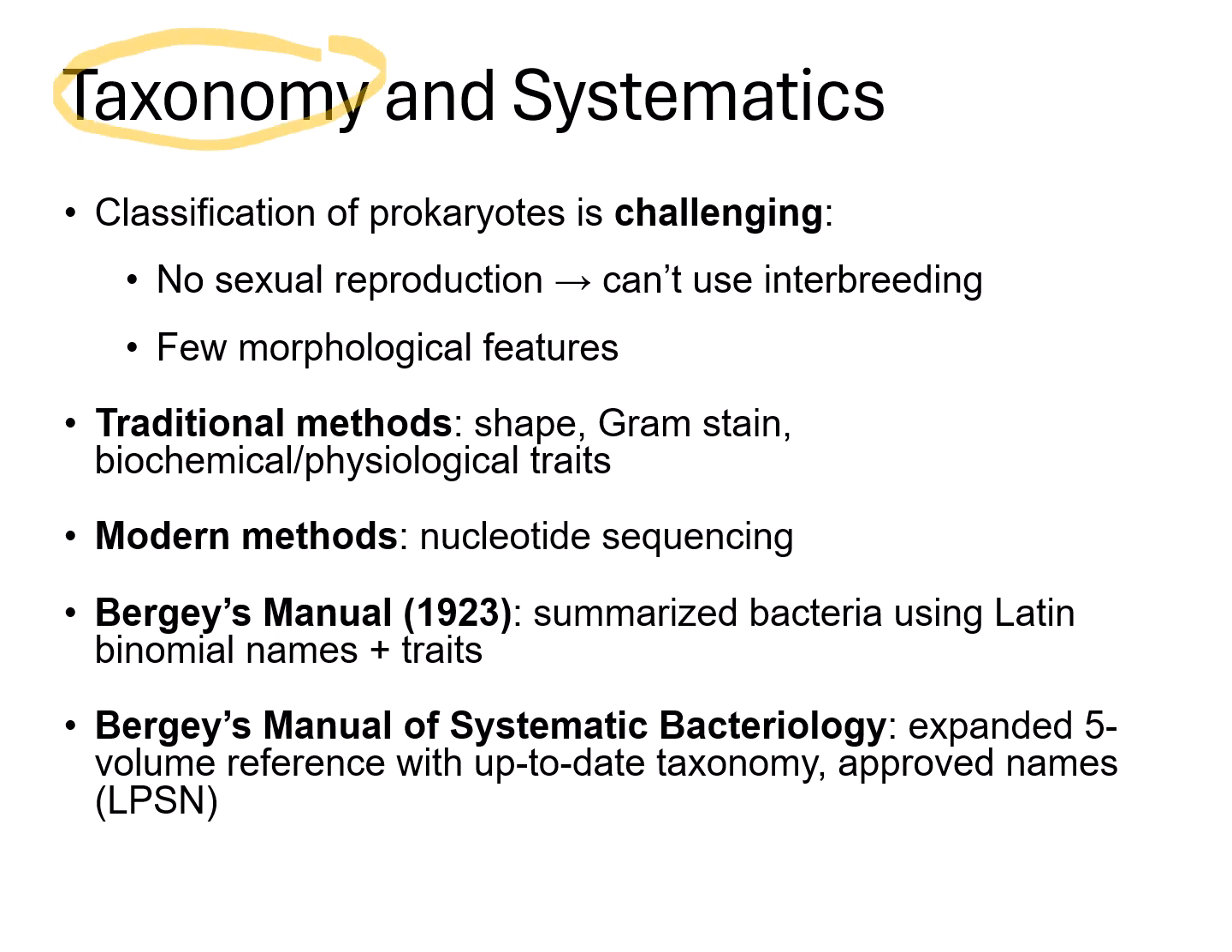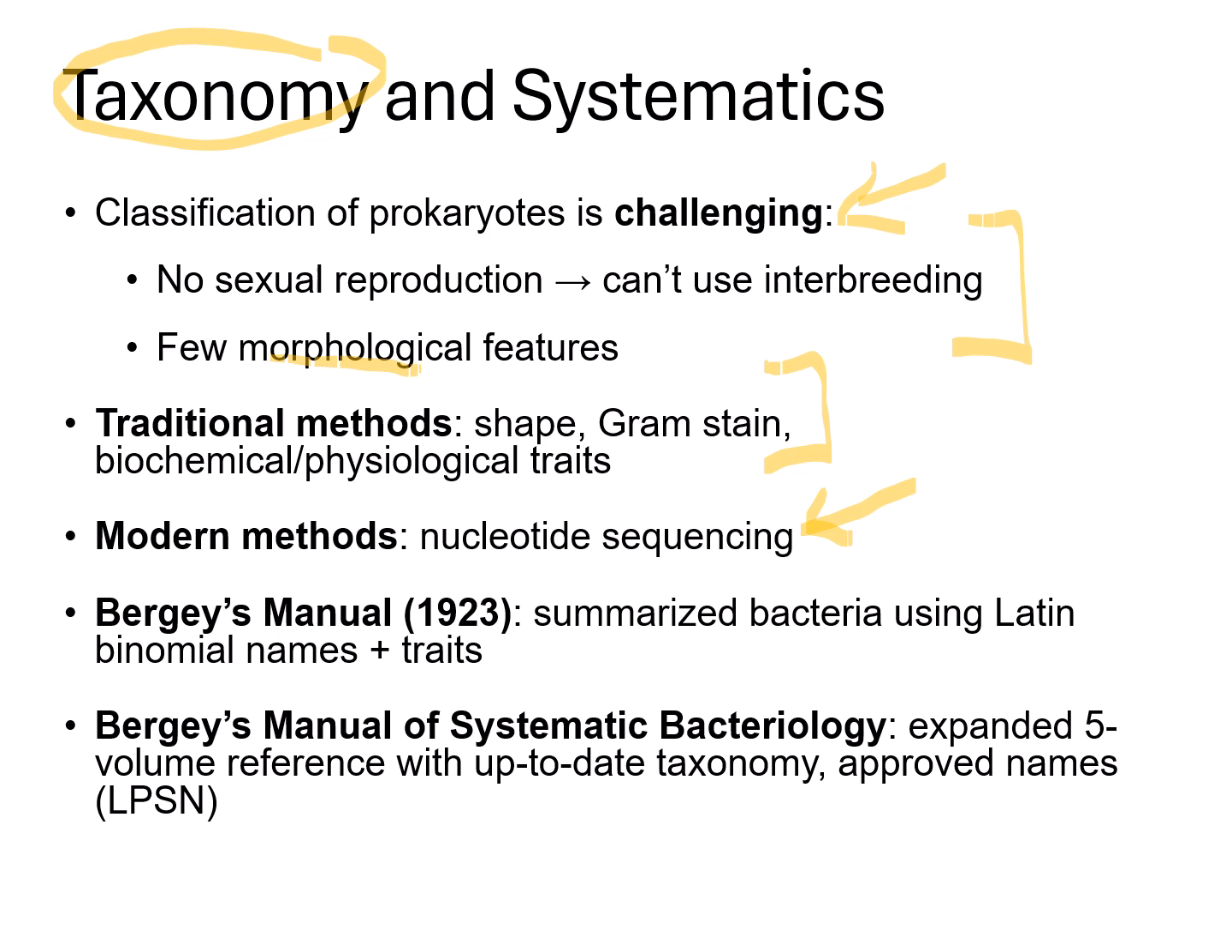Taxonomy is the science of classifying and naming living organisms. And classifying prokaryotes is very tricky because they don't reproduce sexually and they lack a lot of distinct features. For example, most of them are already spherical or rod-shaped, so it's hard to tell them apart. So in traditional methods, we used shape, gram staining, and biochemical and physiological traits to classify them. In modern methods, though, one of the best methods is nucleotide sequencing. So we can sequence their DNA or RNA, such as ribosomal RNA. That's the gold standard. It works really well because you don't even have to grow the microbes in lab before you sequence them.